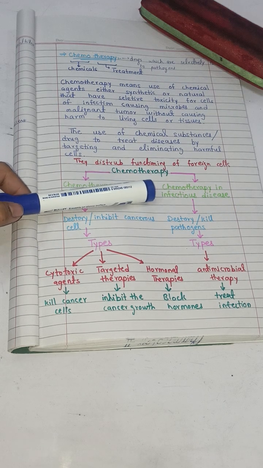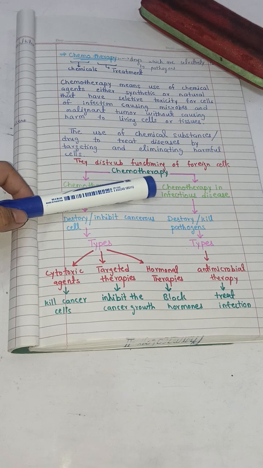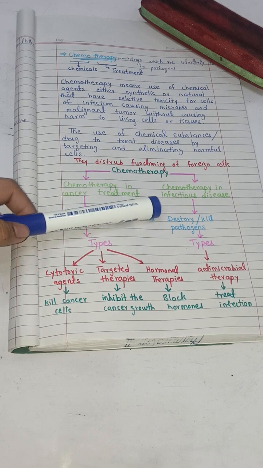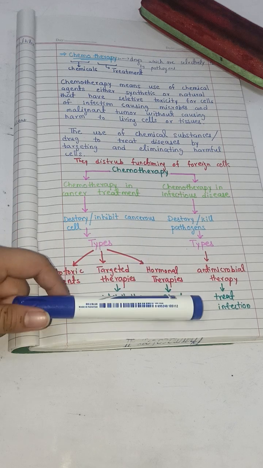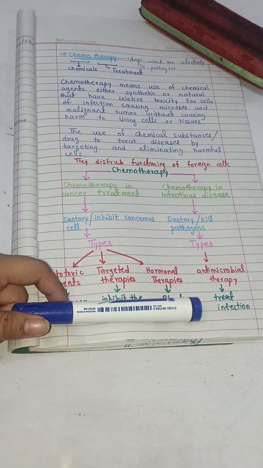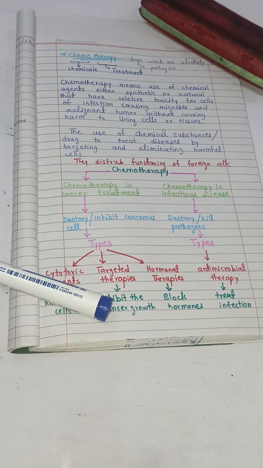And chemotherapy we also give in infectious disease. Not always do we give chemotherapy in the case of cancer. So we destroy or kill all the pathogens. The type is antimicrobial therapy, in which we treat our infection. So this was the intro of it. Then we move to the next page.